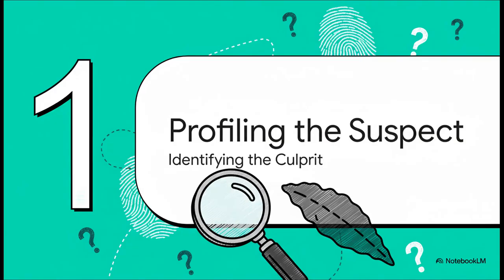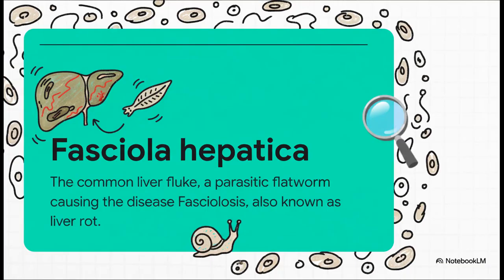Okay, so let's profile our suspect. Every good investigation needs to identify the culprit, right? So let's build a profile of the organism that's causing all this chaos. And here it is, our number one suspect, Fasciola hepatica. You might know it as the common liver fluke.